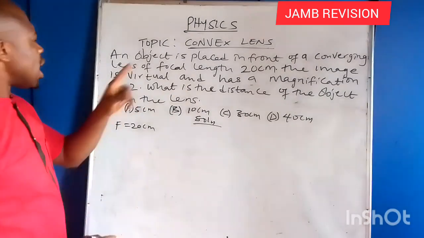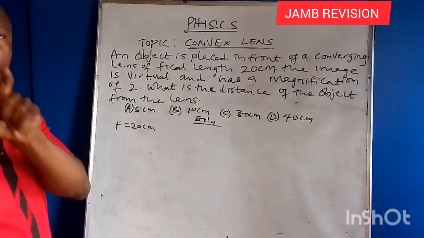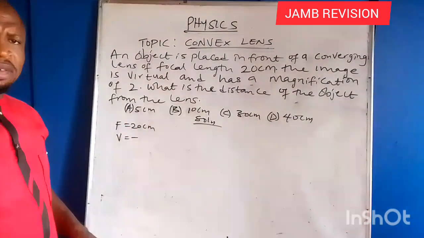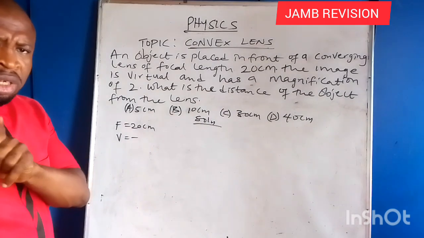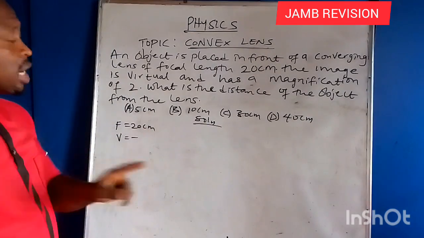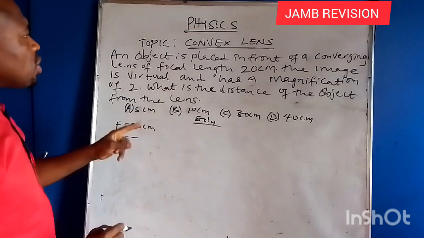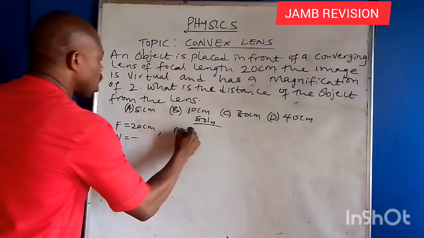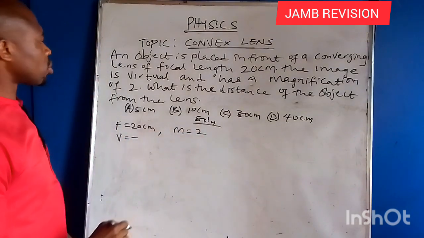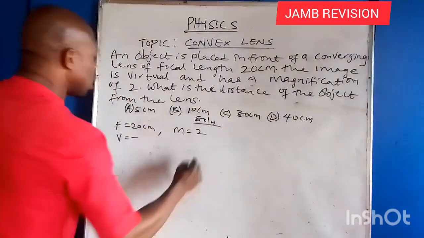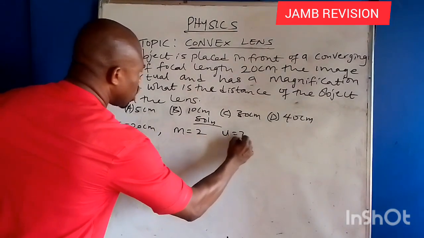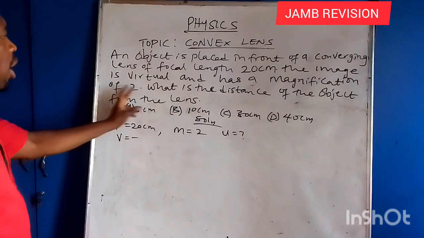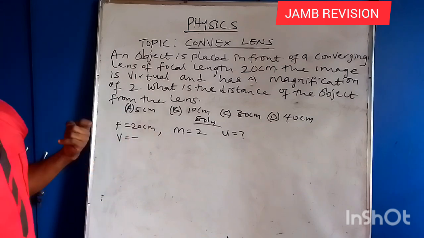Remember, they said that the image formed is virtual, and of course, once the image formed is virtual, that V is negative. Once the image formed is virtual, it is represented with a negative sign. Now, I said that the image formed is virtual and has a magnification of 2. What is the distance of the object? That means we are looking for U. All the parameters given are just these 2.